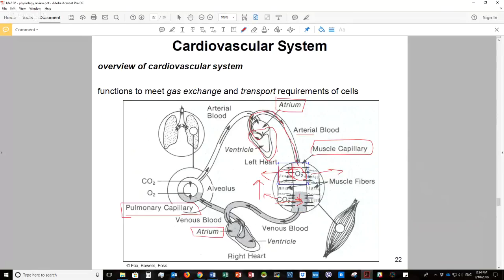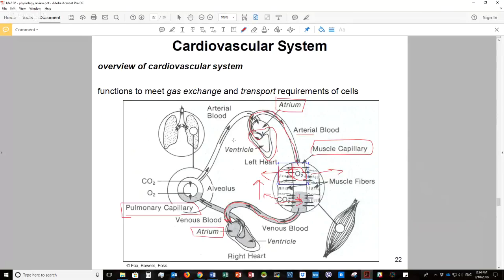It doesn't like it in the muscle anymore because there's a lot of CO2. It wants to kind of balance out, so it jumps and bails into the blood. So then you get venous blood. Your veins will take it back to the right atrium.